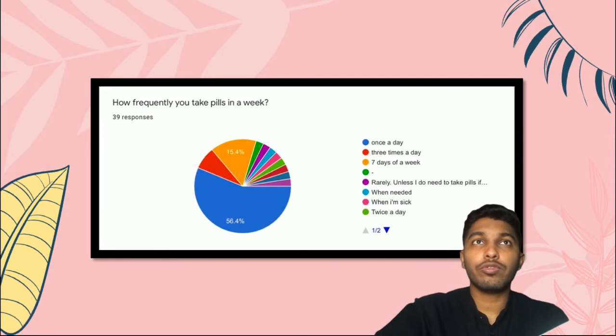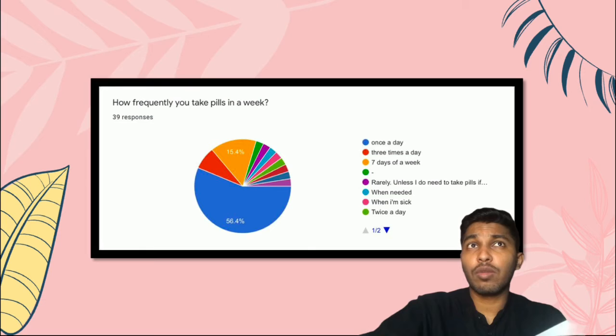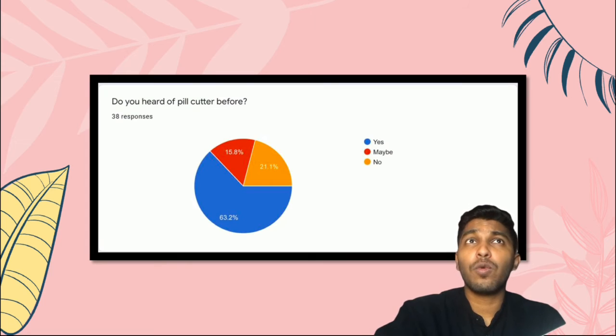So 22 of them were taking it once a day, 6% were taking it 7 days a week, and 3% responded 3 times a day. Others, 1% twice a day, 1% said I don't take pills, 1% responded that they take a pill when needed, 1% sometimes, and 1% more rarely, unless I do need pills.